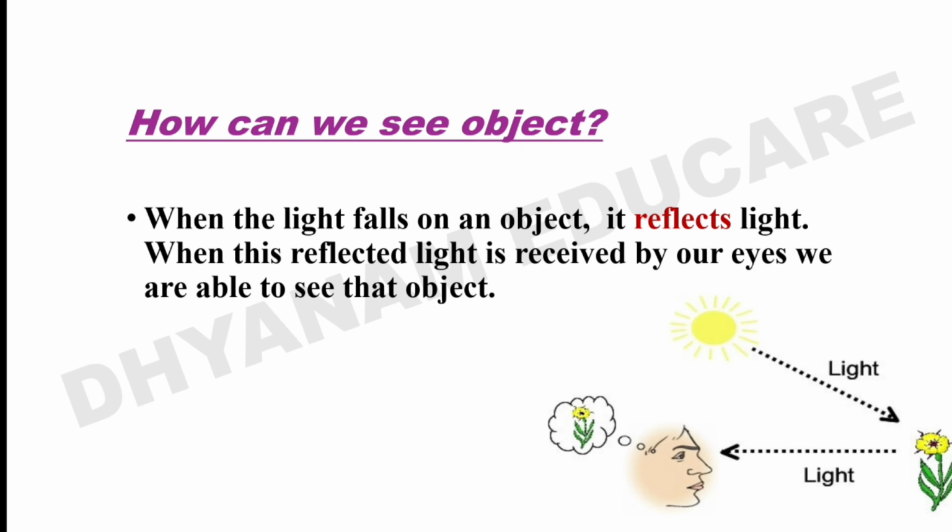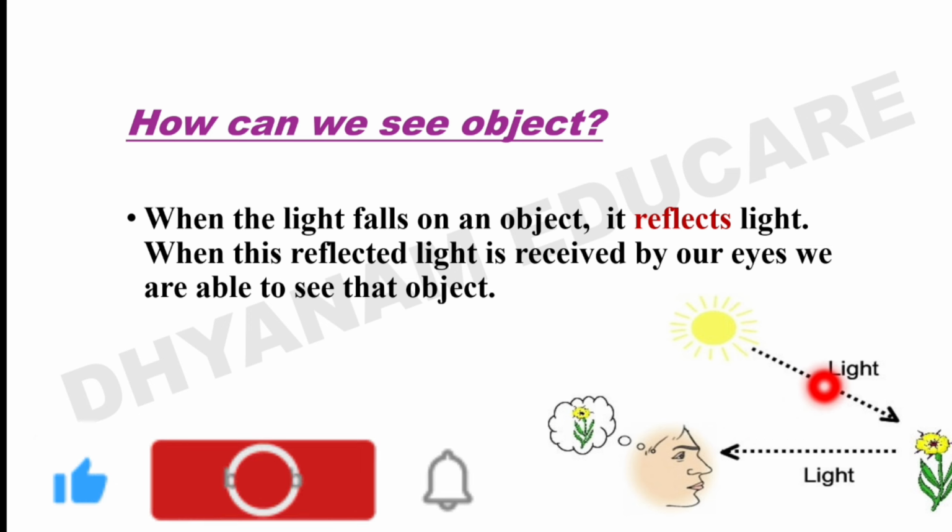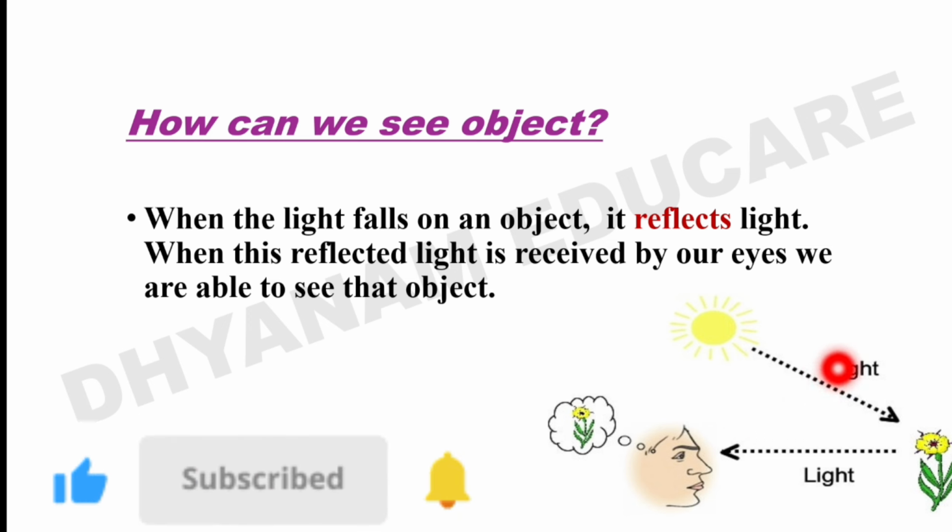So, now tell me, how can we see an object? When the light falls on an object, it reflects that light. When this reflected light is received by our eyes, it enables us to see things. That means we are able to see things. Okay, got it?